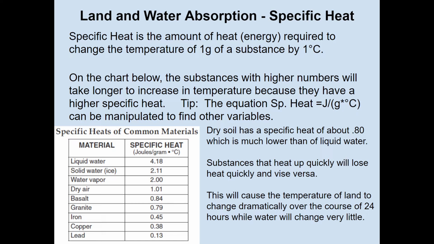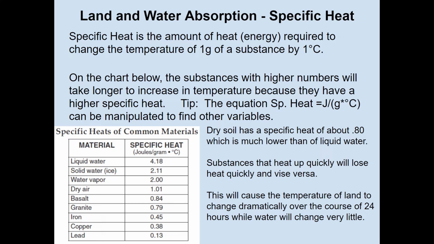And the bottom left shows this chart, and that's what this chart is trying to explain, that lead, copper, and iron on the bottom of the chart are fractions, right? So it's a decimal of 0.45, 0.38, 0.13 versus liquid water, which has the whole number of 4.18. And really what this means is the higher the number, the more heat energy is required to go up a degree in temperature. The lower the specific heat number, such as lead at 0.13, means that it just needs a tiny fraction of energy before it goes up a degree in temperature.